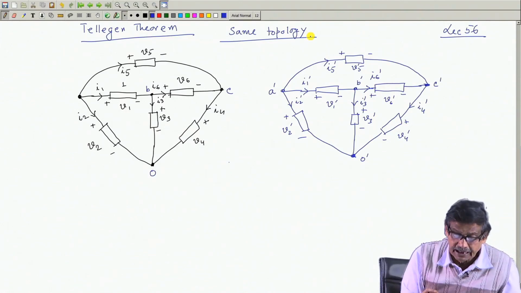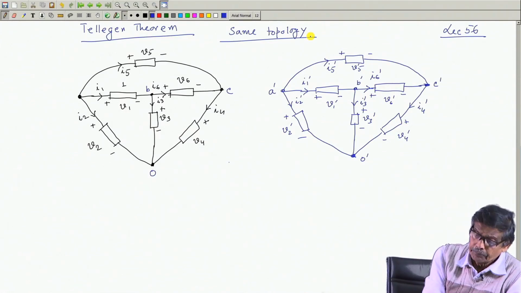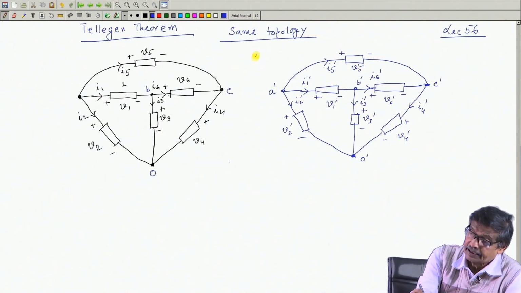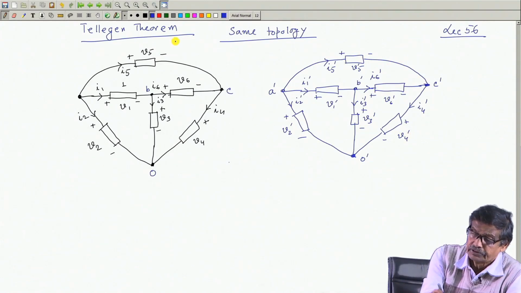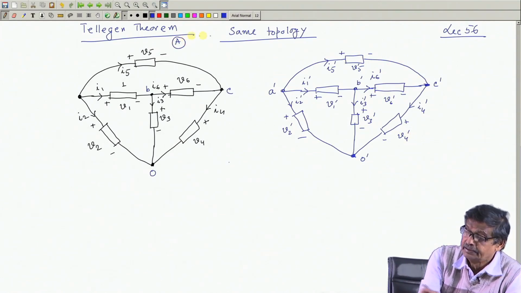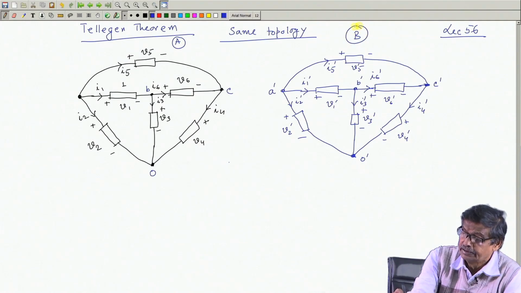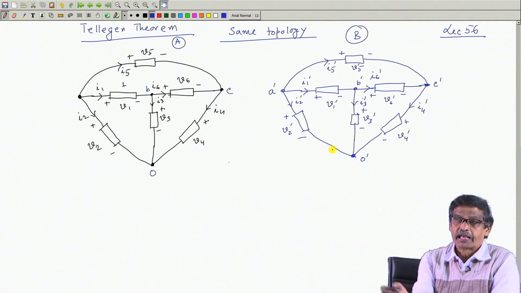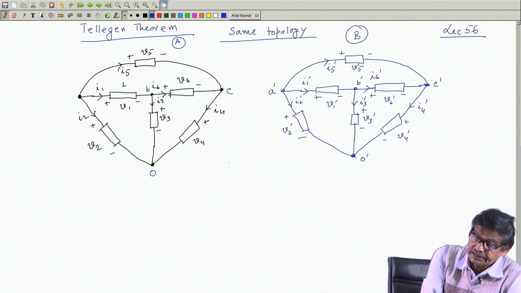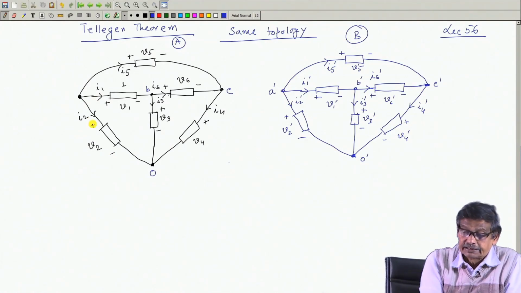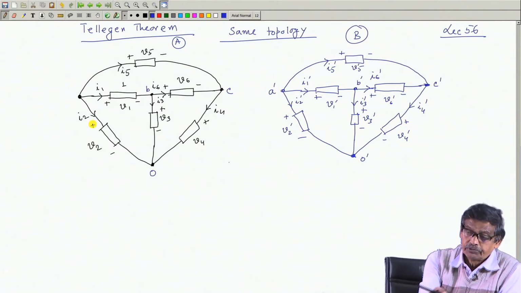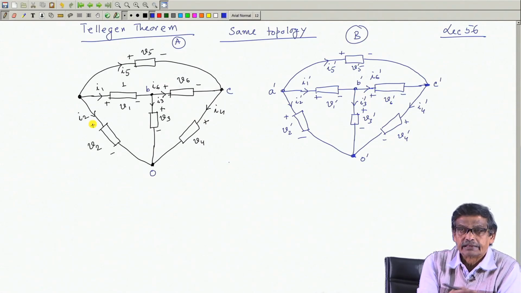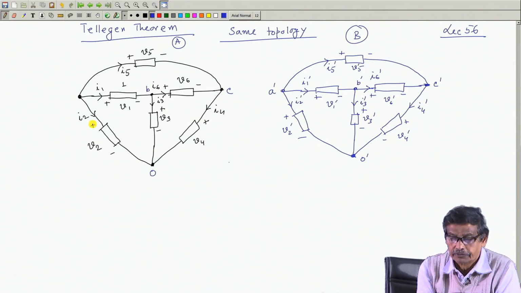Then about one thing I am certain. Suppose I forget about the second network, suppose this is network A and this is network B, where all the quantities I have marked with primes. Now, in this network, at least this thing I know, if I calculate the total power absorbed by each element and sum them up, that must be equal to 0.